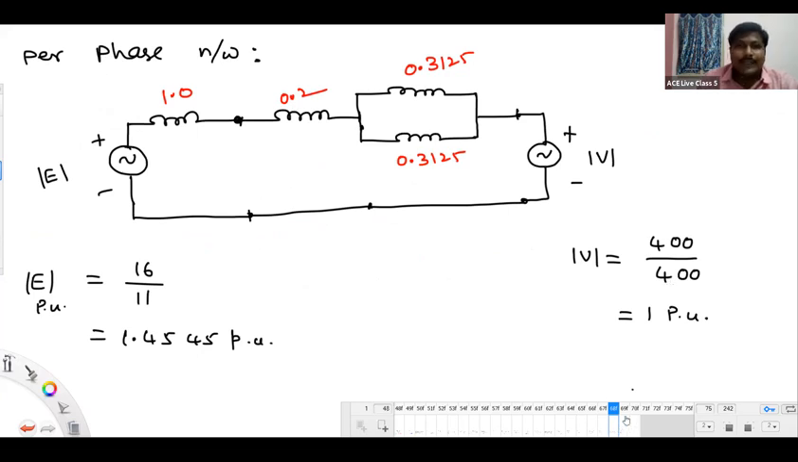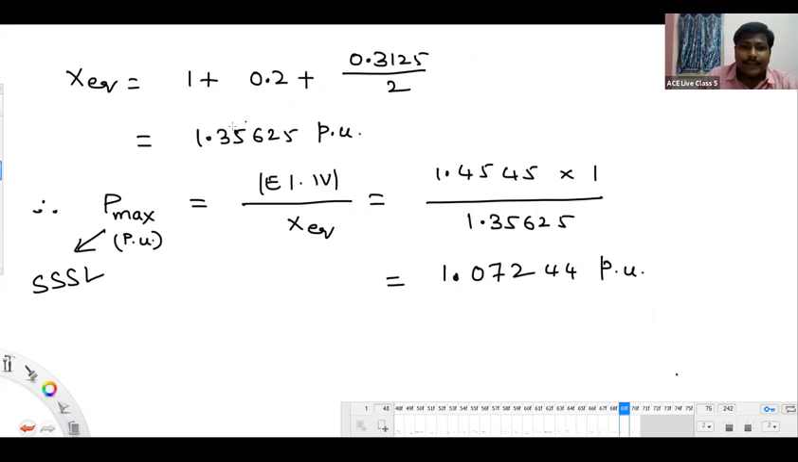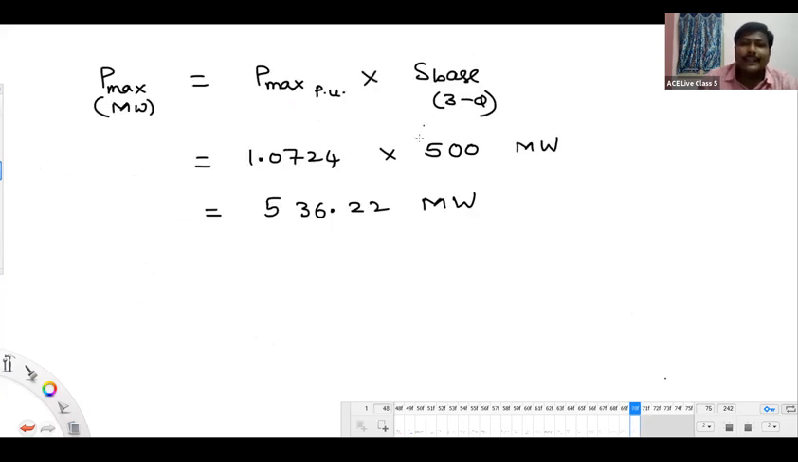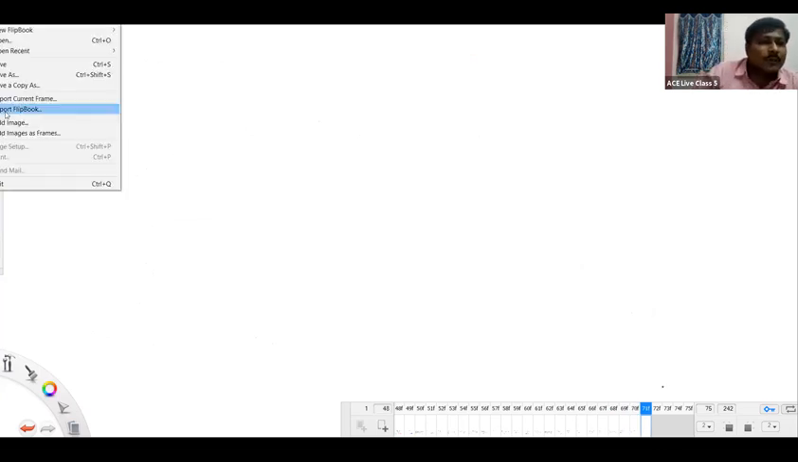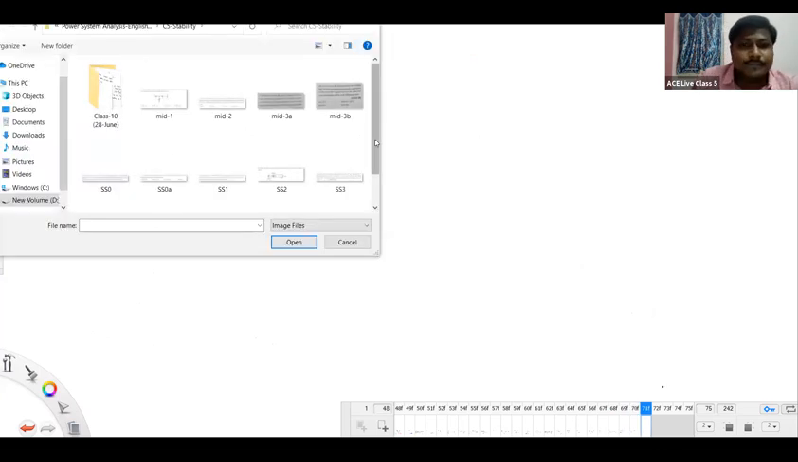After getting it, we calculated the value of X equivalent, and finally the P maximum value in per unit form. If you want to convert this into absolute form, we should multiply that with the S base. And finally, we get this one as 536.2. Clear? Yeah, fine. Next, we'll take up one more simple problem. Go with this.